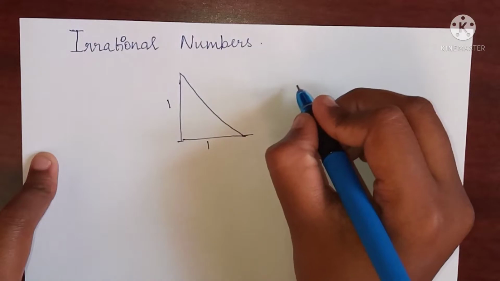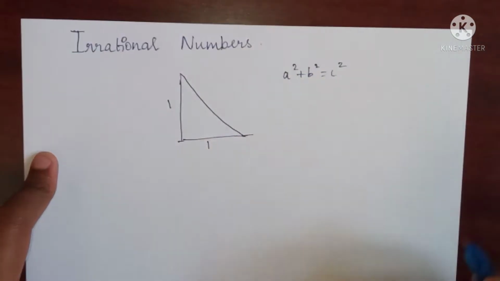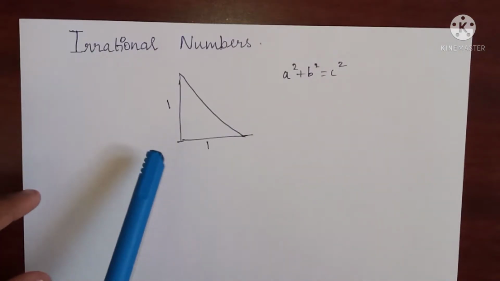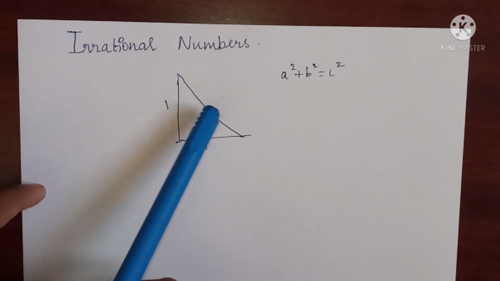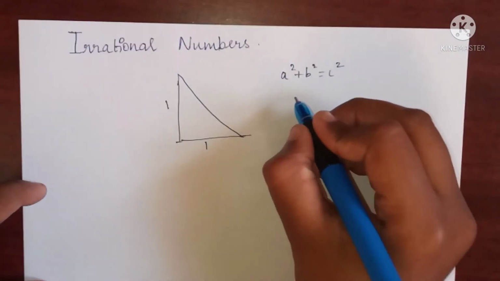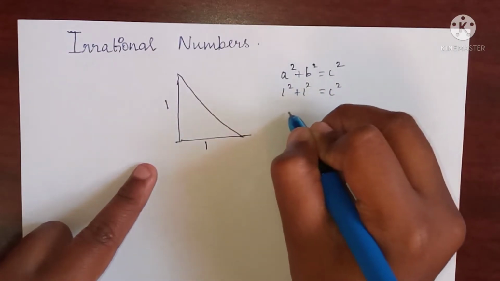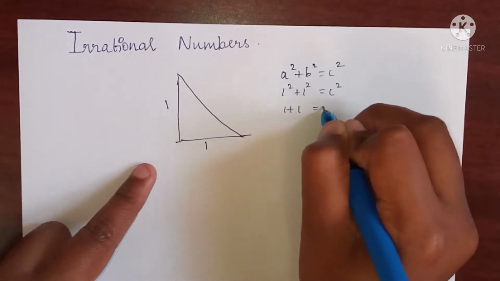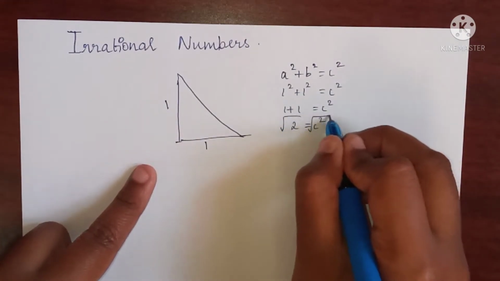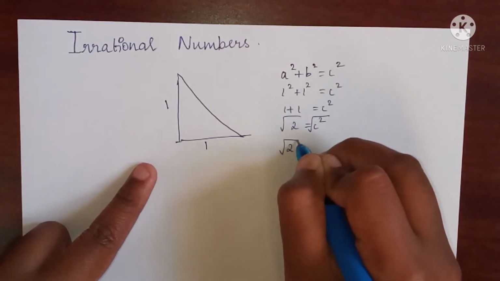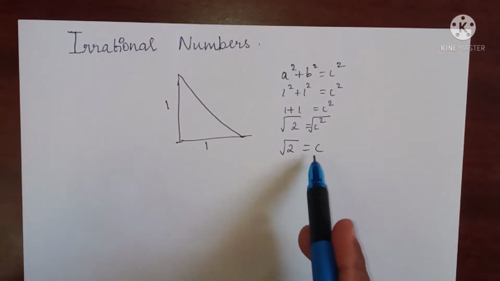Now, using the Pythagoras theorem, that is a squared plus b squared equal to c squared, the sum of the squares of the two sides is equal to the square of the hypotenuse. So when we substitute, 1 square plus 1 square equal to c square, it becomes 1 plus 1 equal to c square, so 2 equals c square. Then, taking square root on both sides, c equals root 2. We end up getting c equal to root 2.